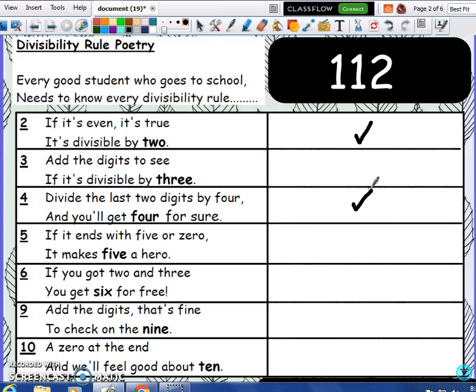And if there's a 0 at the end, it's divisible by 10. In our case, there is none. Just be careful, 7 and 8 don't have rules. However, 112 is divisible by 7. So you will just have to simply try it out and see that it is divisible. Obviously this is divisible by 7, but there is no rule for it. And it's also divisible by 8. It would be 14. So actually, 112 could be divided by 2, by 4, by 7, and by 8.